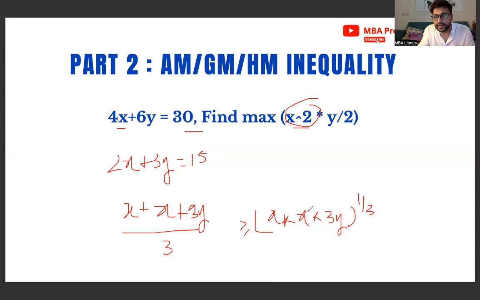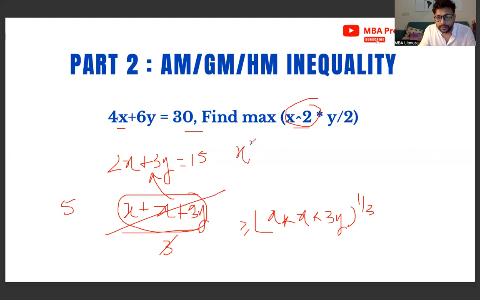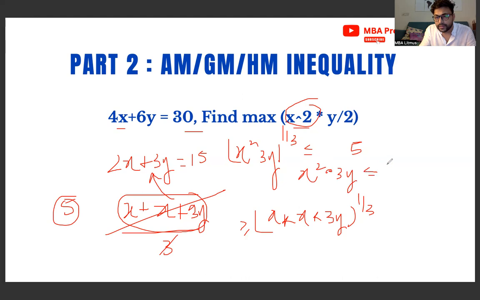I have to find out the max value of this number, a slightly tweaked form of this number. x plus x plus 3y is basically 2x plus 3y, which is 15. So if I divide it, I get a 5 here, right? So x square into 3y, raised to the power 1 by 3, is less than or equal to 5. So if I take the cube, x square into 3y becomes less than or equal to 125.